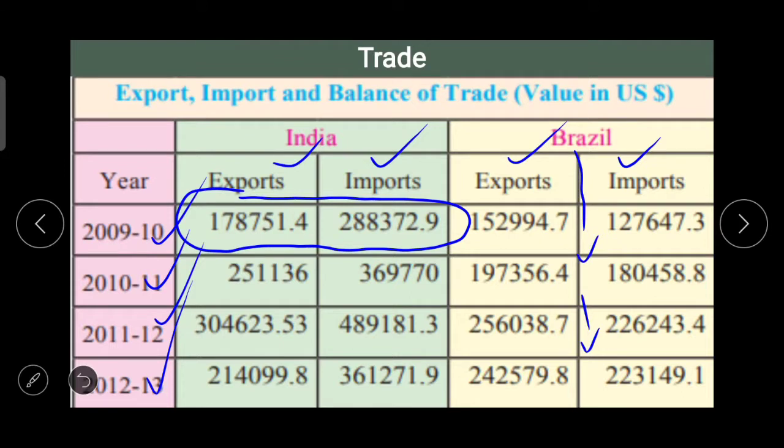Brazil's balance of trade belongs to which type? It belongs to the favorable type of balance, because in Brazil export exceeds import. India's balance of trade belongs to which type? It belongs to the unfavorable type.